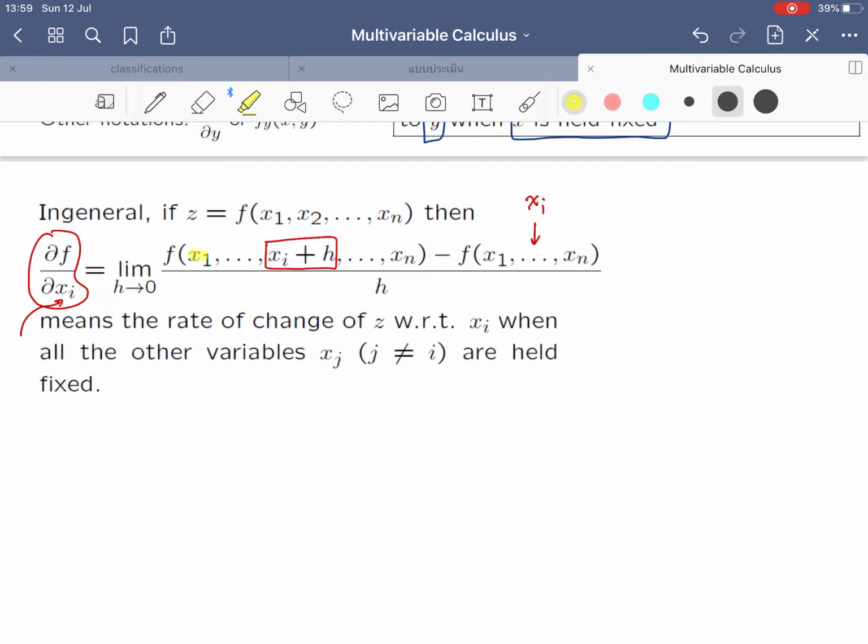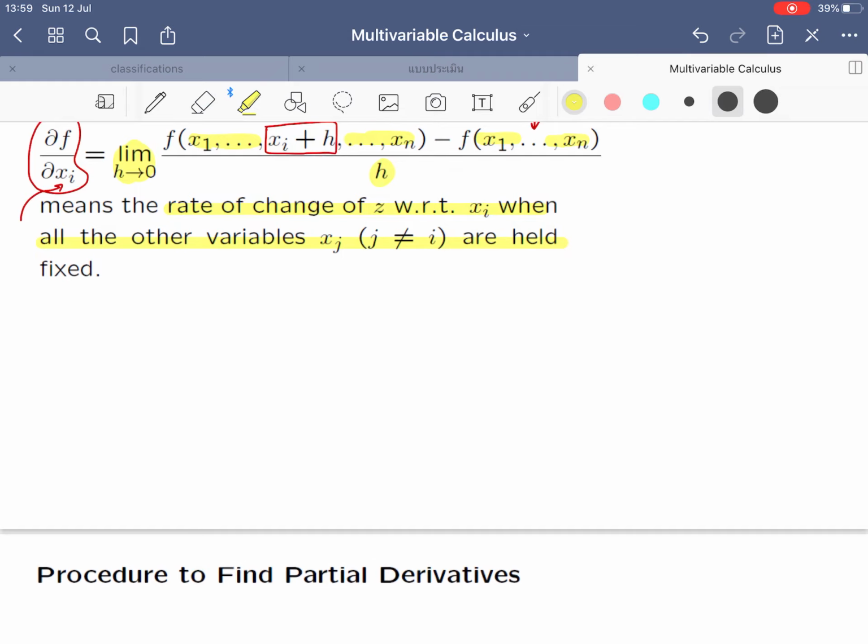However, the rest is fixed to be the same. Only your xi is changed, divided by a small change h, and let h go to 0. Then this is the partial derivative of a function f with respect to a variable xi. So it's the rate of change of your z with respect to xi when the other variables are fixed.